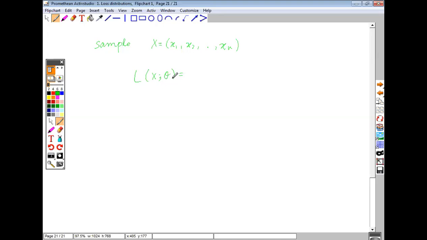So what I'm going to write now is assuming that all of my x's are independent of each other. So let me write that assumption first. Assuming that my x's are independent, I can write my likelihood function as the product where i goes from 1 to n of f(xi; theta).